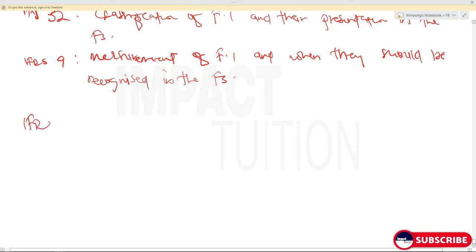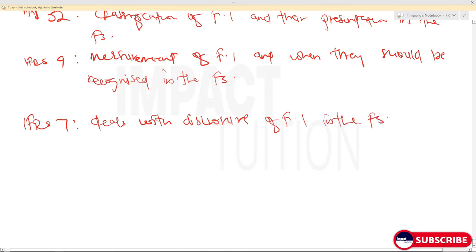IFRS 7 deals with the disclosure of financial instruments in the financial statements. So basically, these three standards will be covered by the end of our discussion on financial instruments.